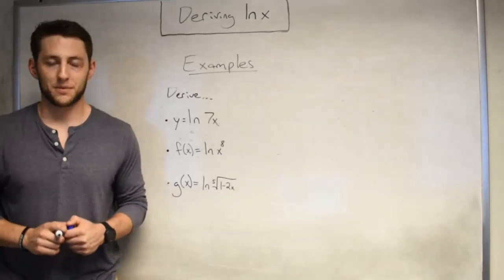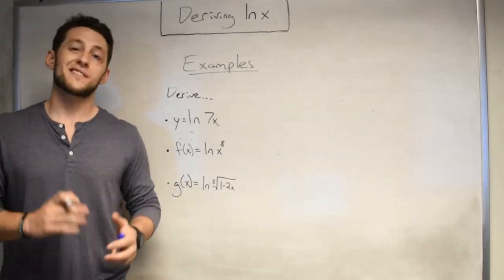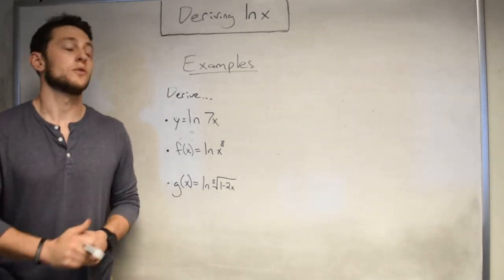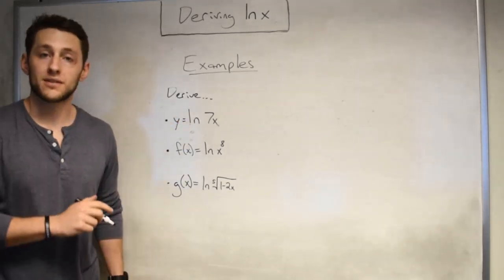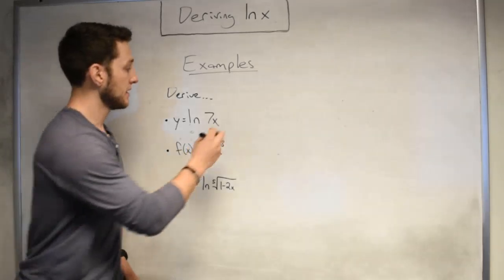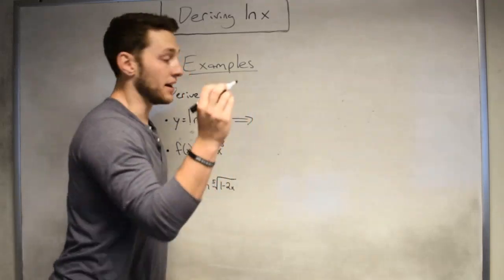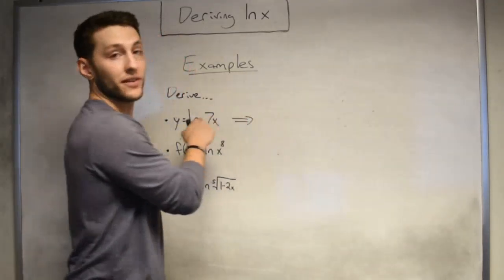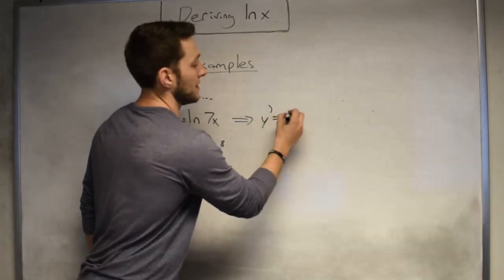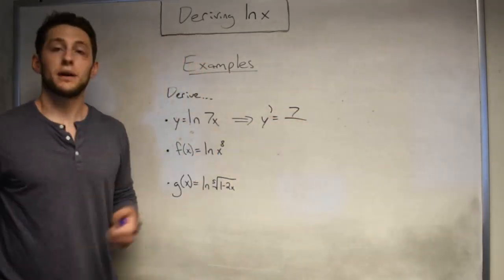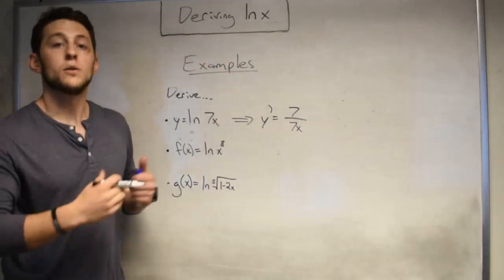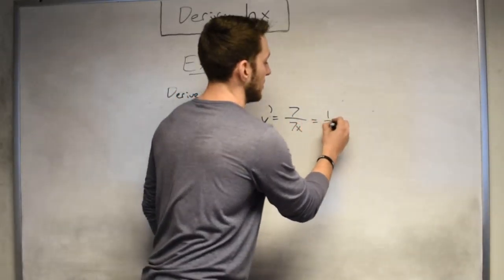Here are 3 quick examples to get us started off. First and simplest, let's consider y equals the natural log of 7x. Remember, if we're deriving this, the rule is the derivative of the inside divided by the original inside. That tells me that y prime is the derivative of the inside, 7, divided by the original inside, 7x, which simplifies out to be 1 over x.